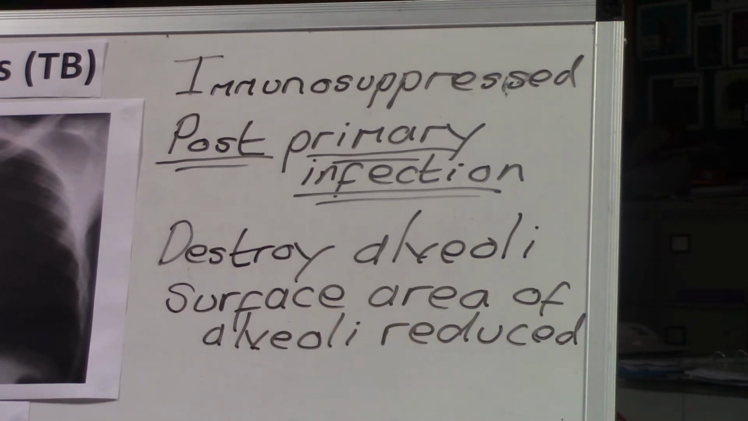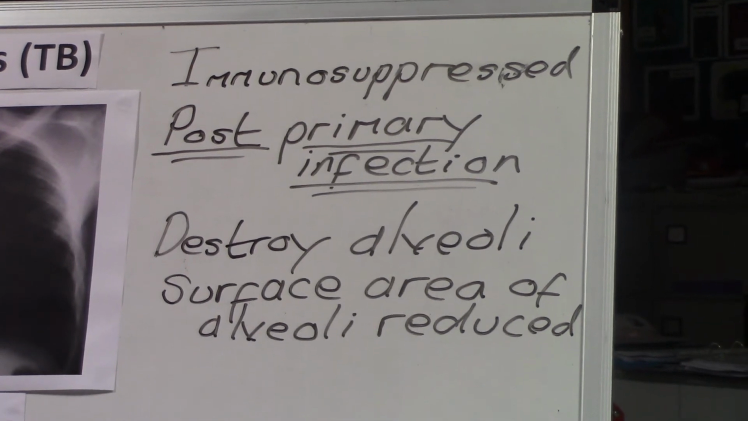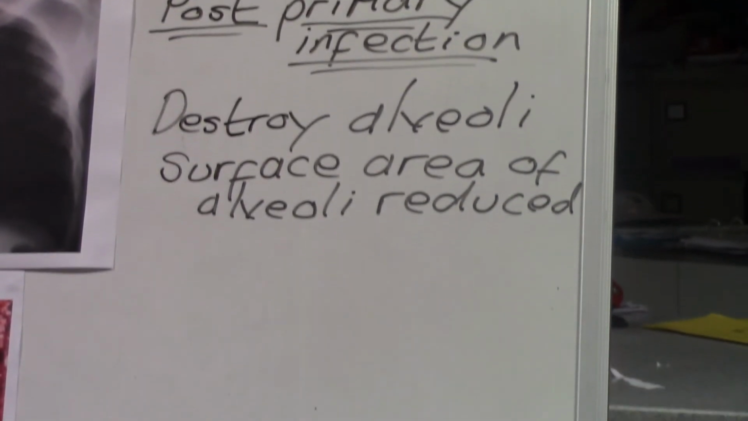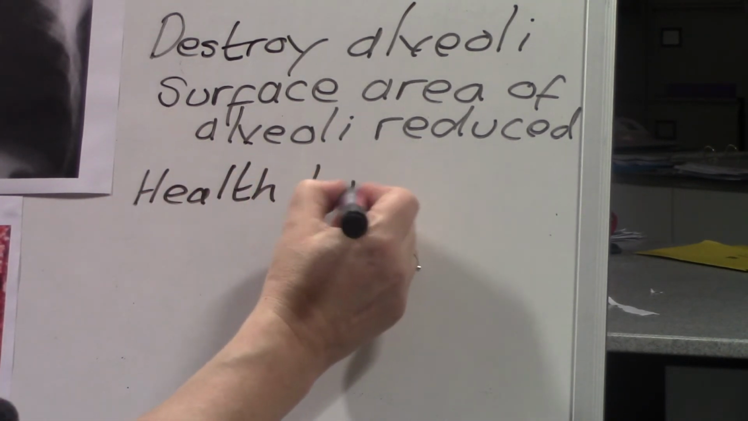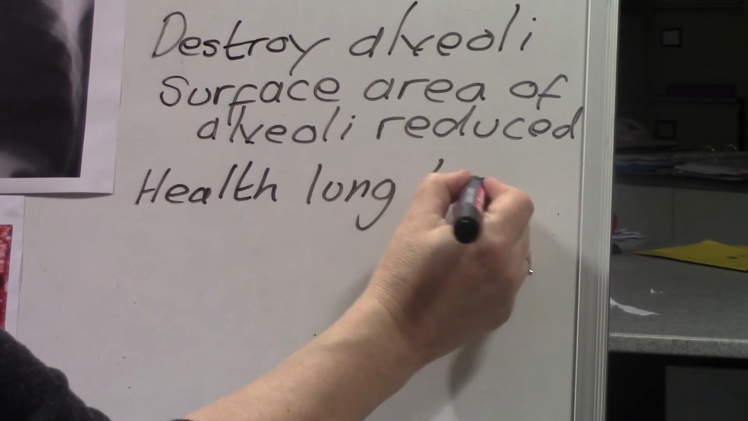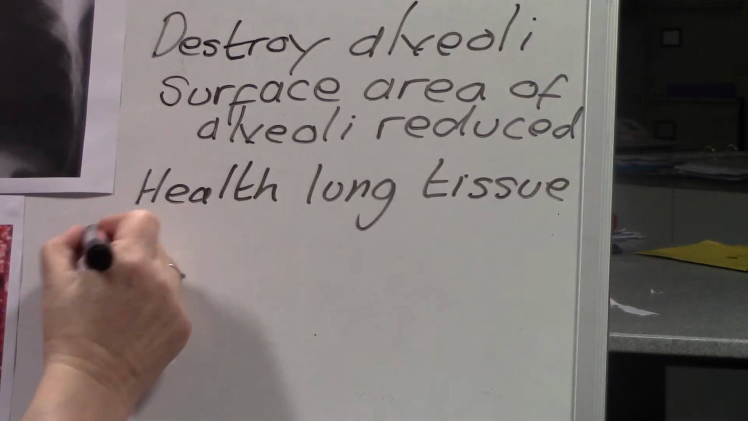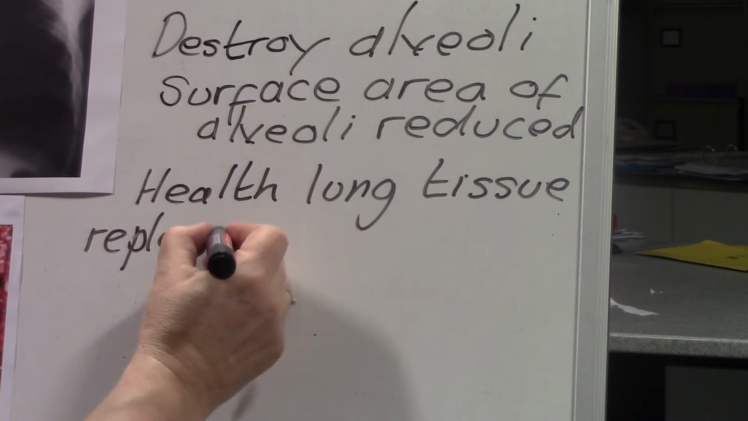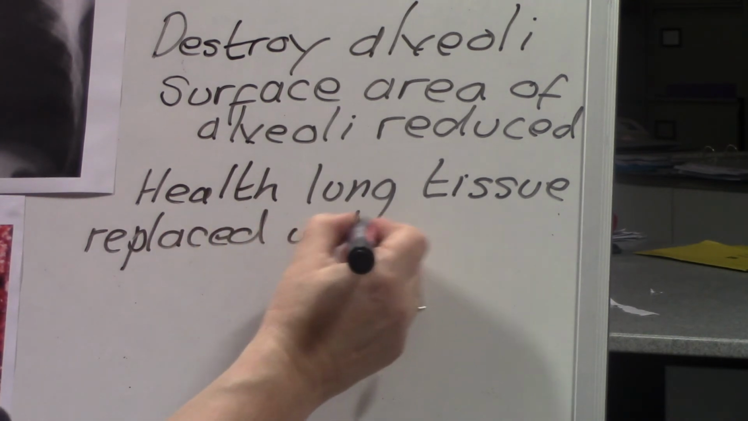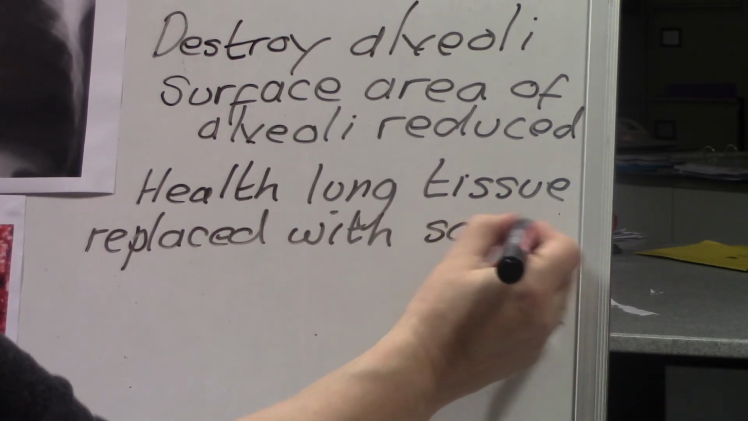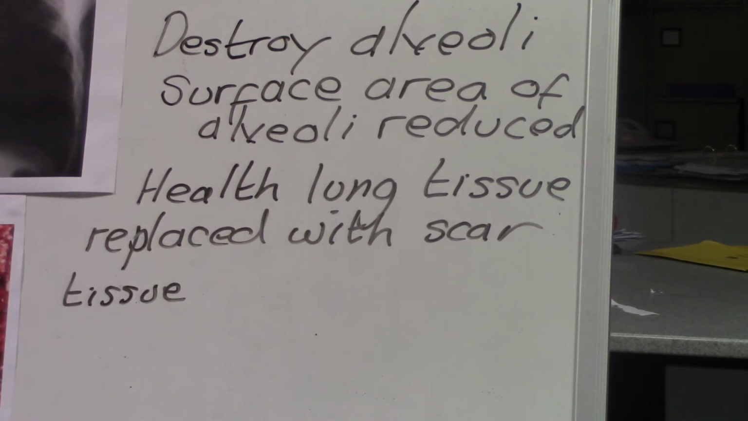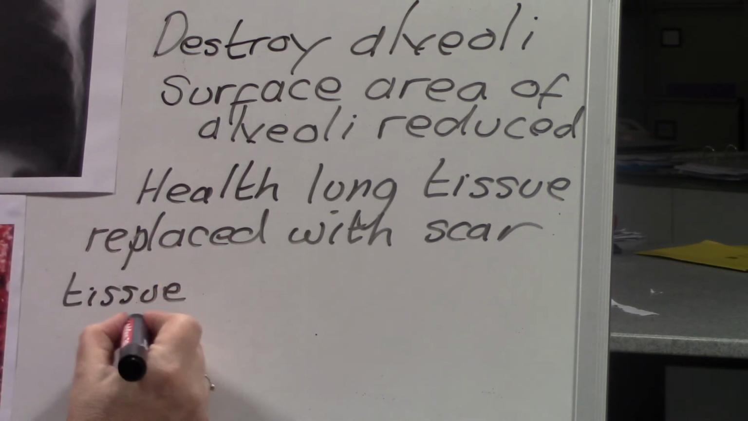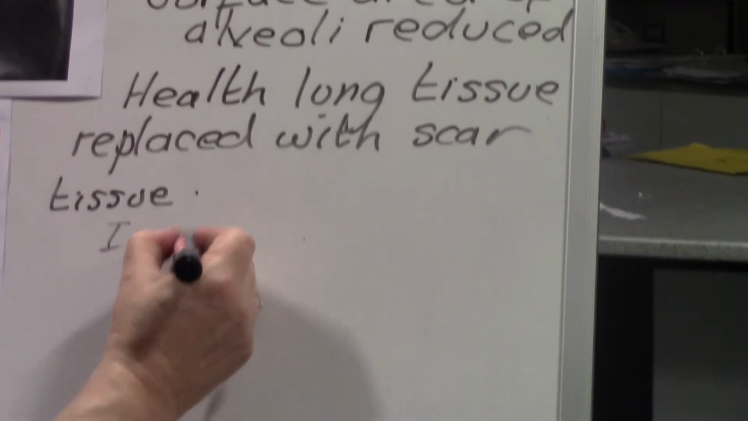At the same time, healthy lung tissue is replaced with scar tissue. Okay, so healthy lung tissue replaced with scar tissue, and scar tissue is a lot thicker than the membranes of the alveoli, and so that actually increases diffusion distance.